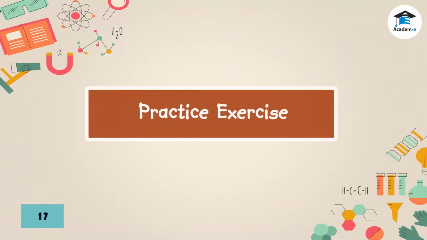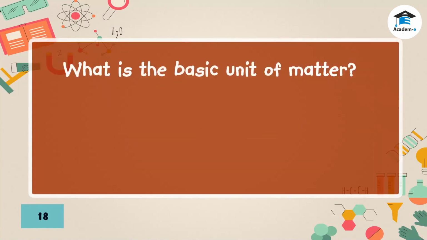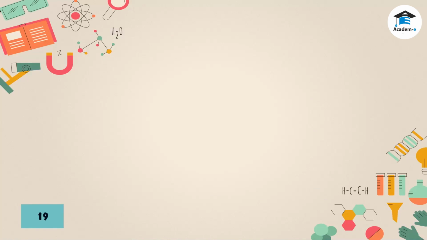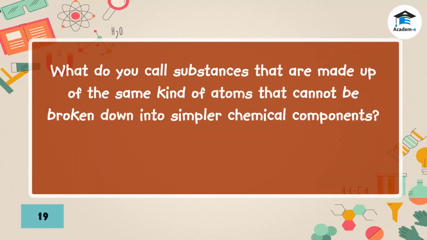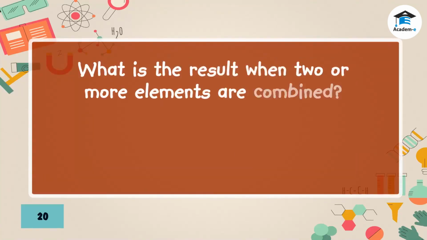Practice exercise. What is the basic unit of matter? Answer: atom. What do you call substances that are made up of the same kind of atoms that cannot be broken down into simpler chemical components? Answer: elements. What is the result when two or more elements are combined? Answer: compounds.